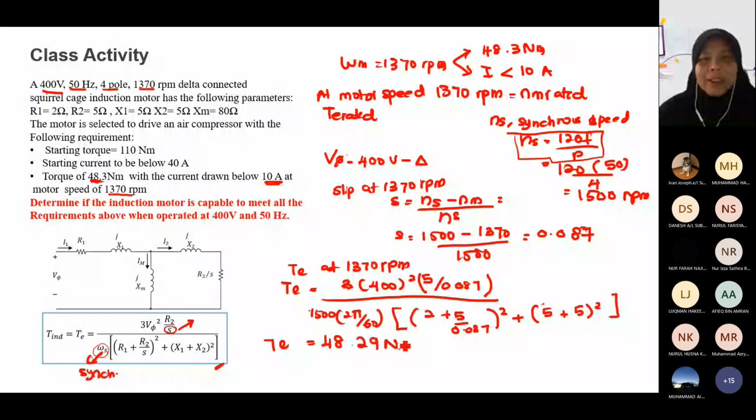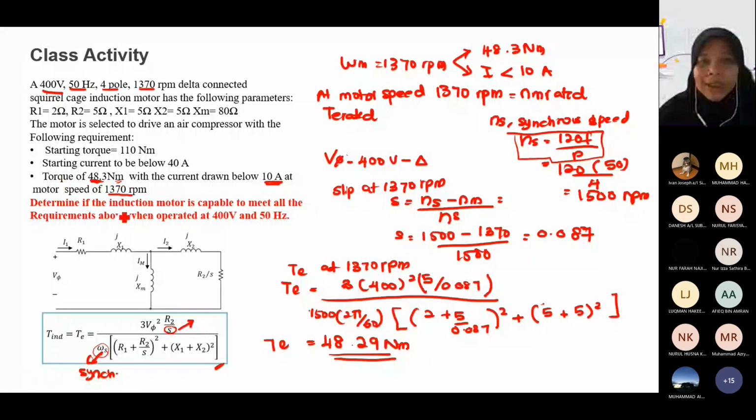Okay, based on the calculation on the torque at 1370 RPM, the value of torque is 48.29 Newton meter. So it meets the requirement for the torque to drive the compressor. Lebih kurang kan 48.3 and 48.29.